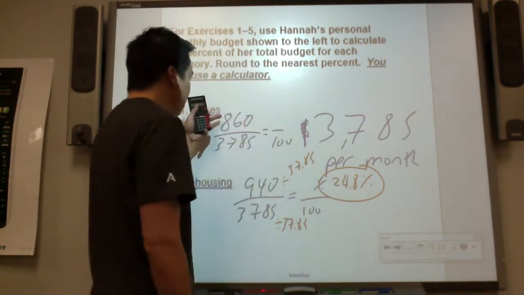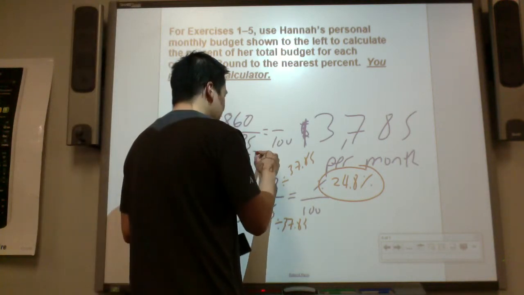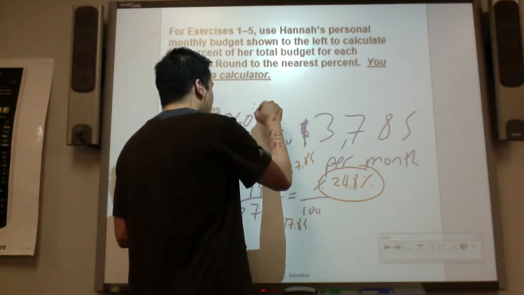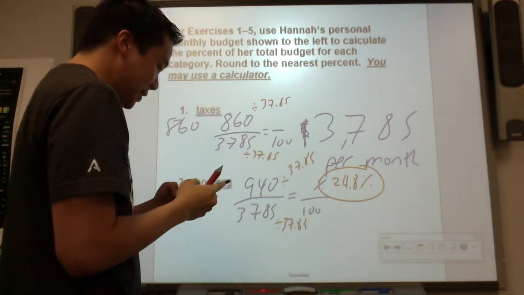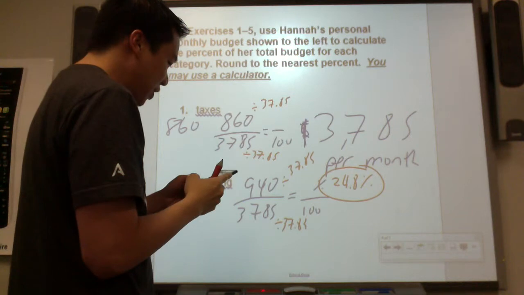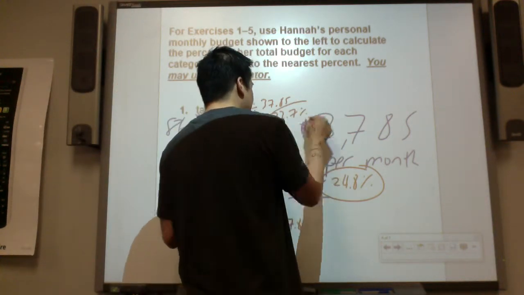So I need to break this down. Part of what she spent in taxes is $860 out of the whole budget. So I divide or break this down by 37.85, using my calculator. 860 divided by 37.85 is about 22.7% of the graph.